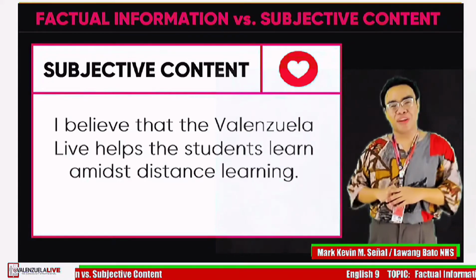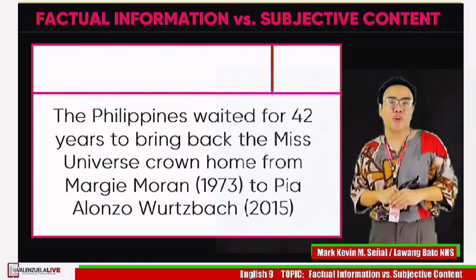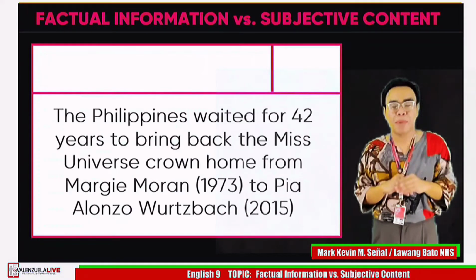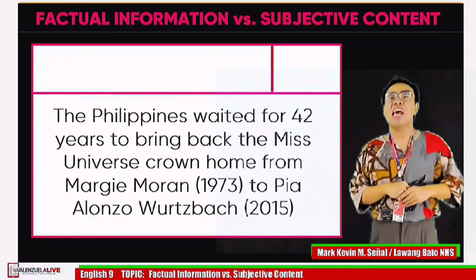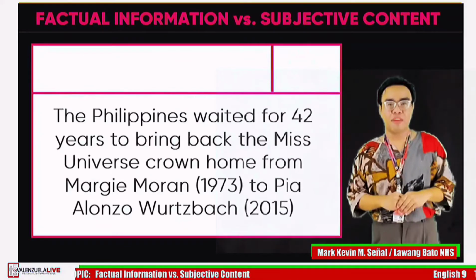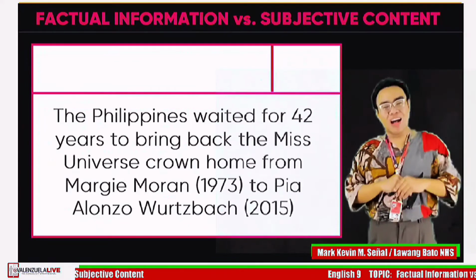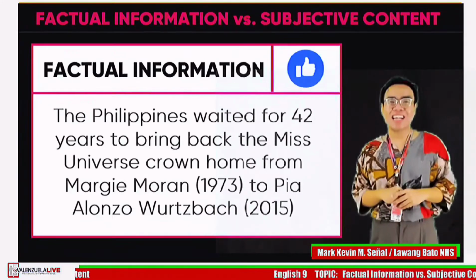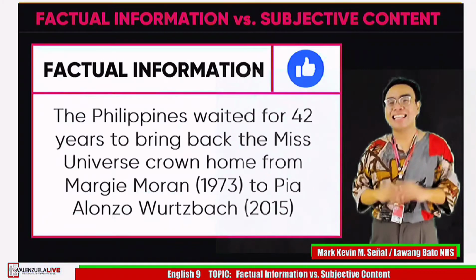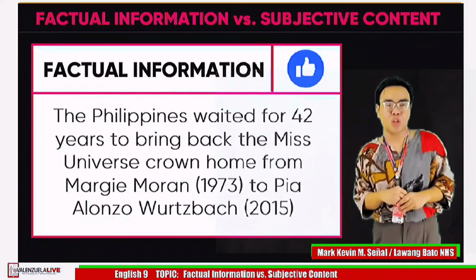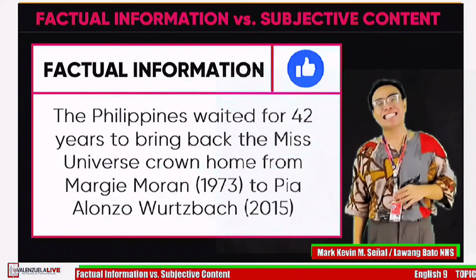Okay, let us have our third statement. It says, the Philippines waited for 42 years to bring back the Miss Universe crown home, from Miss Margie Moran in 1973 to Pia Wurtzbach back in 2015. 5 seconds to answer. Okay, the right answer is like, it is factual information. No need to explain, just do the math. And it was very historical because of the Steve Harvey moment. Anyway, on to our next statement.